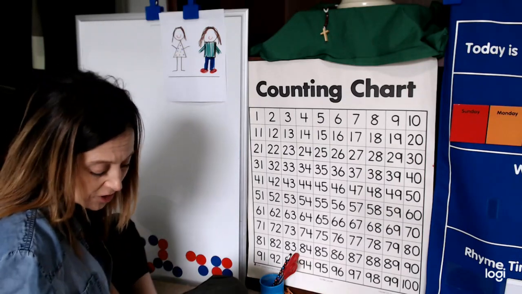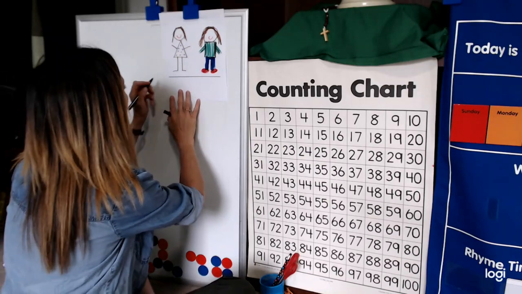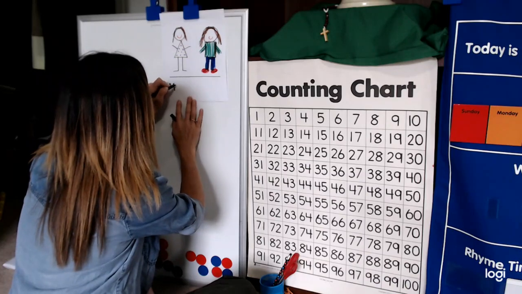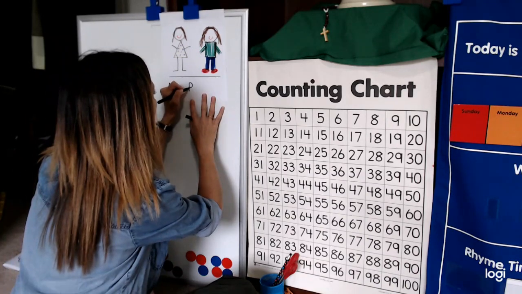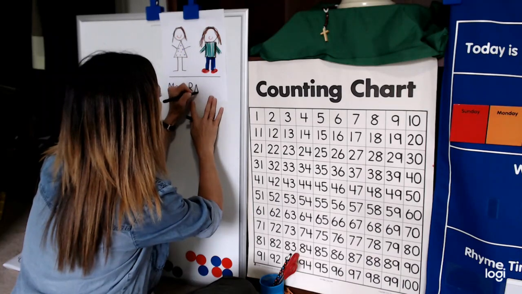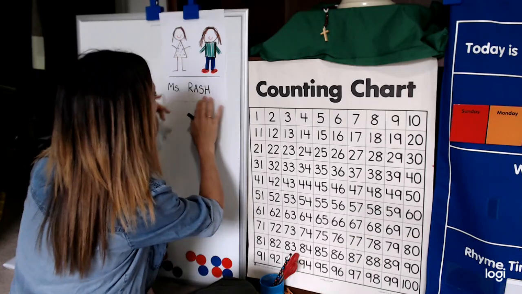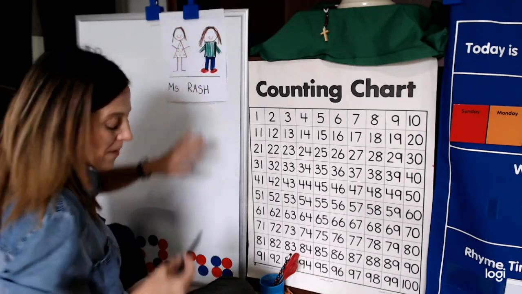Okay, so for your writing today, I want to see your first and last name. So down here is where you're going to be writing your name. M, S. Miss Rash. R, A. I'm doing it in uppercase right now because I haven't taught you all of the lowercase, right? Miss Rash. My work is now done.